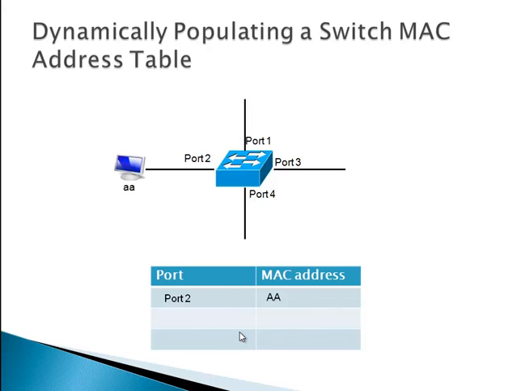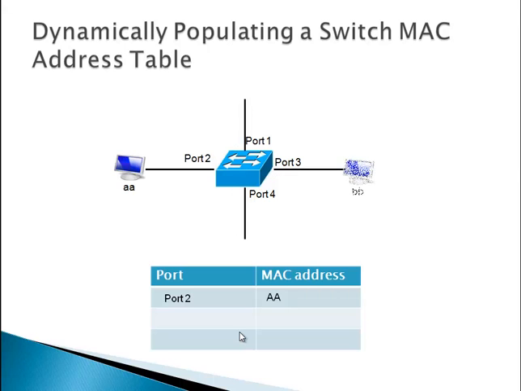So when it doesn't know what to do with that frame, what the switch is going to do is something known as flooding, which means the switch is going to flood that frame to every port, port 1, port 3, and port 4 in this case, apart from the port it came in. So we're not going to send it to port 2. And hope that it's going to reach the destination.